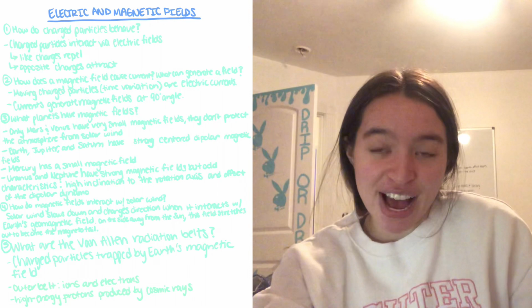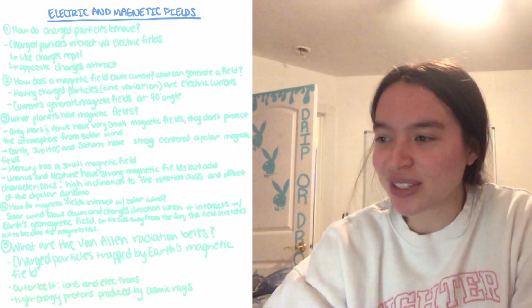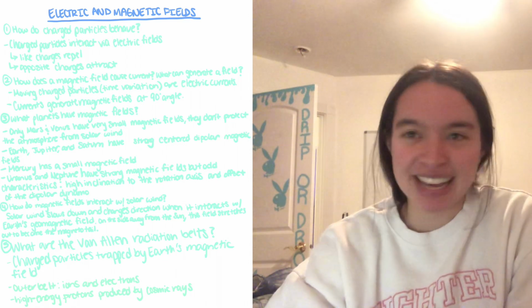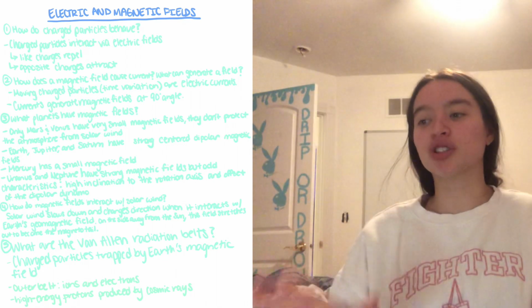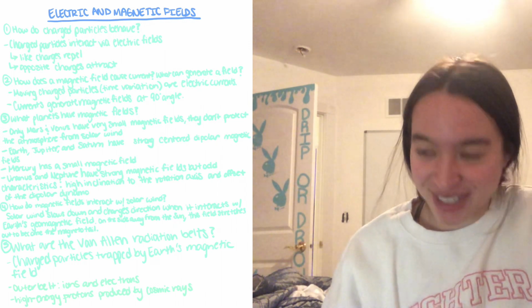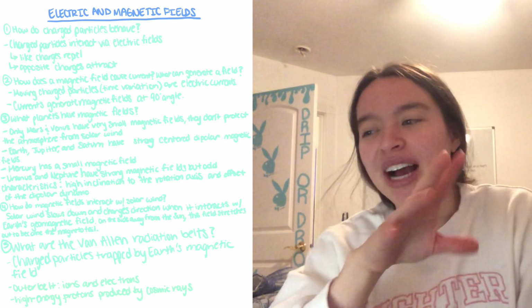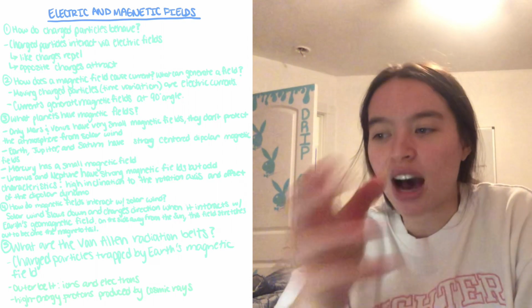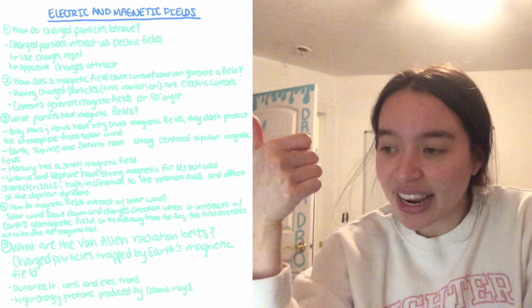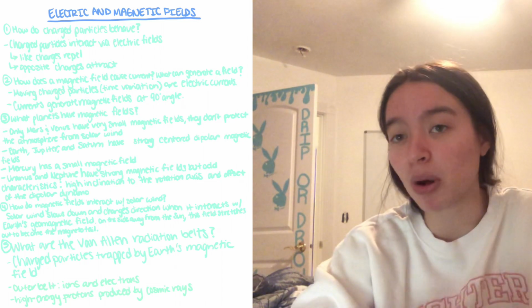What planets have magnetic fields? Mars and Venus have very small magnetic fields, and they don't protect the atmosphere from solar wind. Earth, Jupiter, and Saturn have strong, centered, dipolar magnetic fields. Mercury has a small magnetic field. And then Uranus and Neptune have strong magnetic fields, but odd characteristics. So there's high inclination to the rotation axis. There's also offset of the dipolar dynamo.